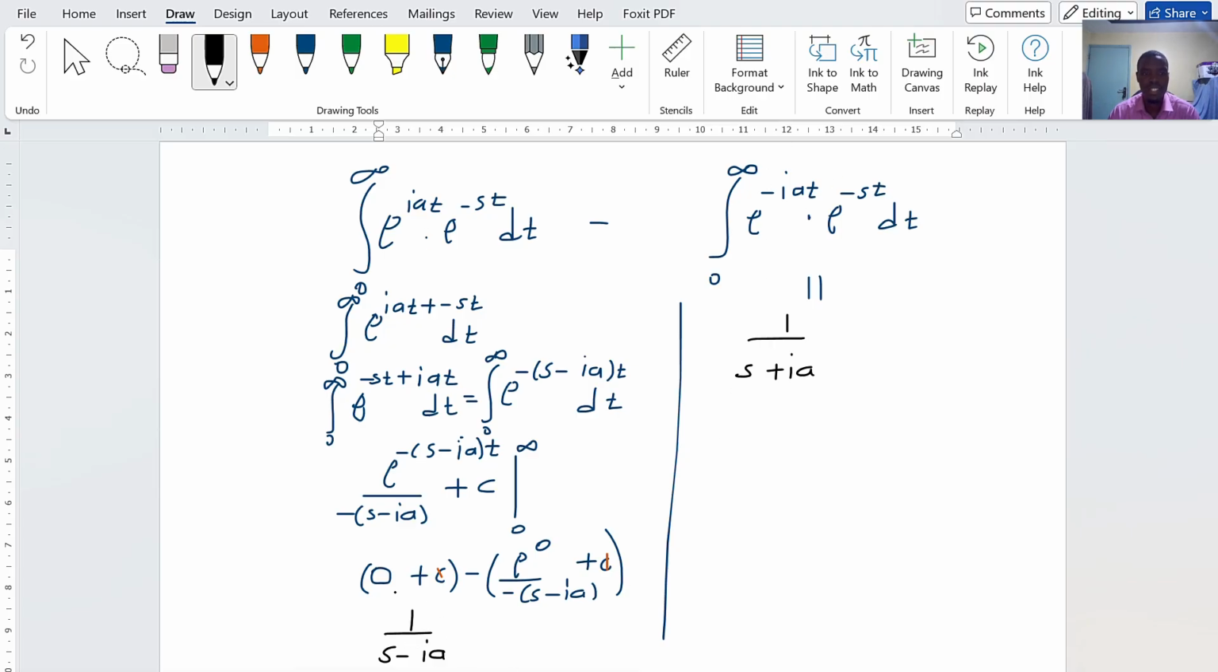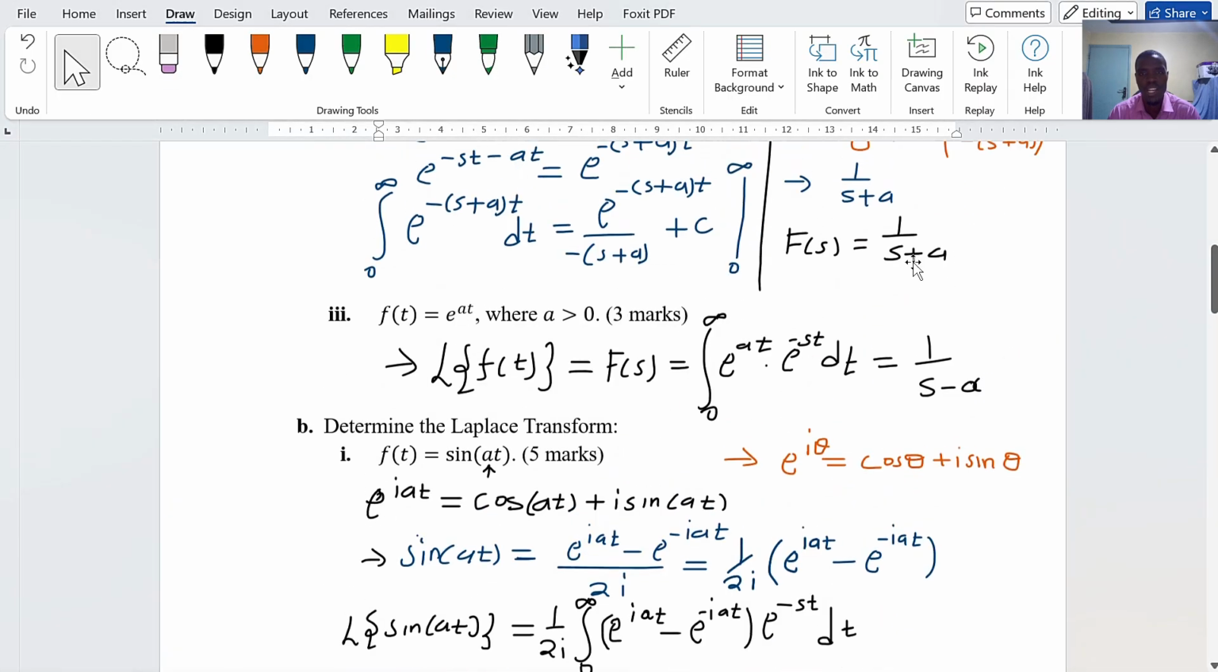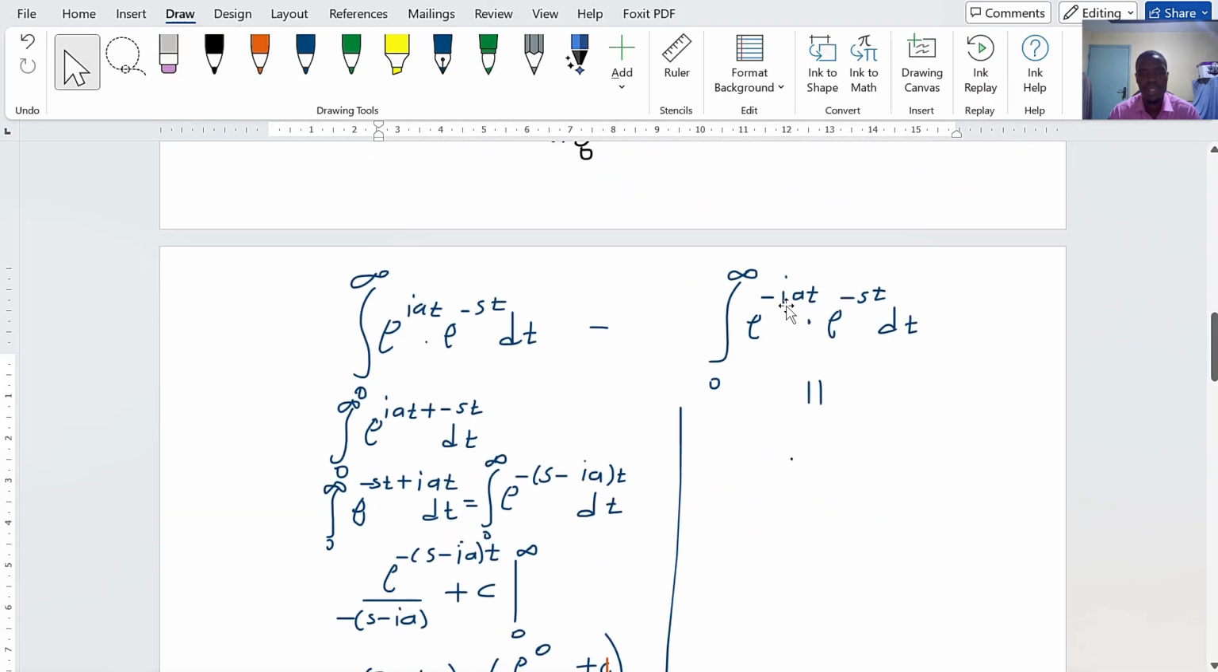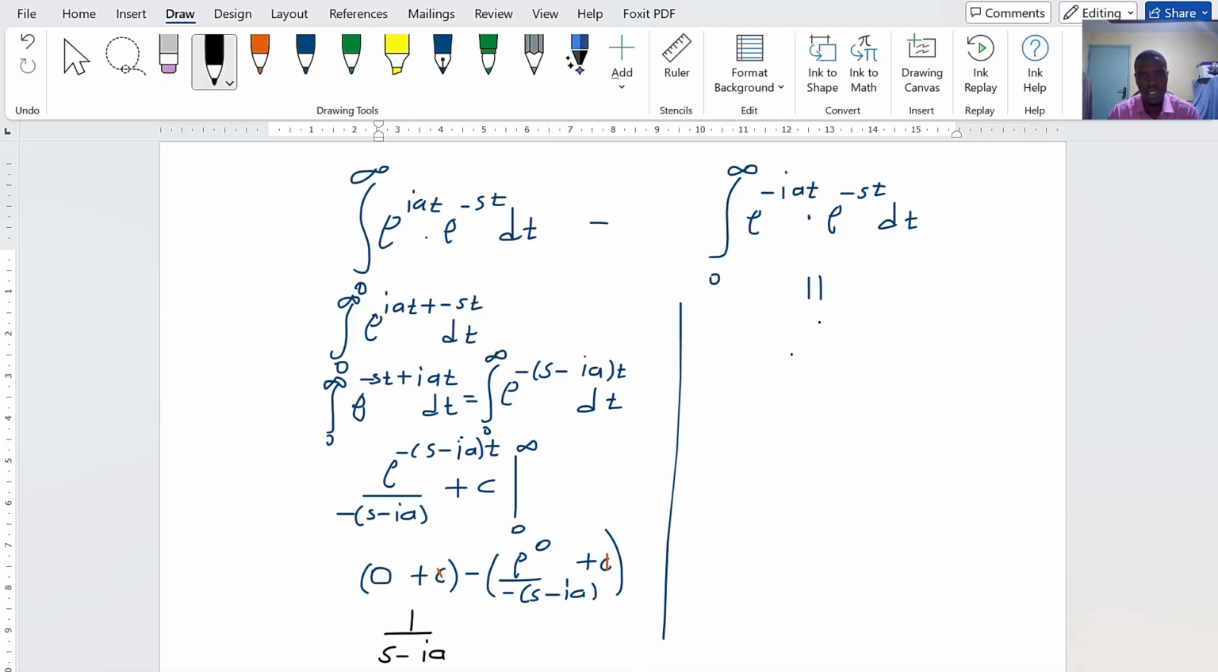Now for positive, we got 1 over s minus ia. For positive, when you work this out, you should get this. I don't know whether it brings problem, but I can show you that. But we did that. The Laplace for the positive exponential is 1 over s plus a, so we don't need to repeat that. So our answer is 1 over s plus ia. Now bring them together.